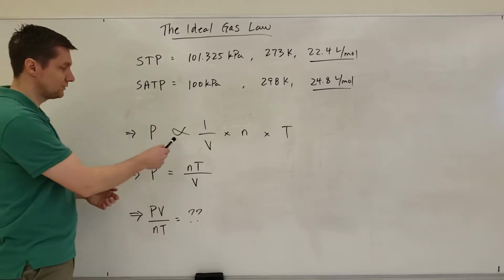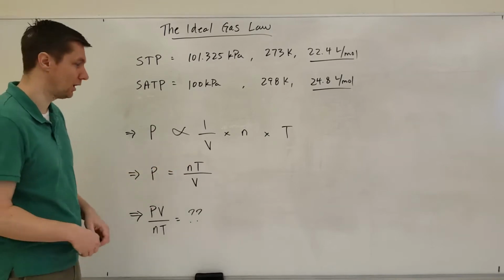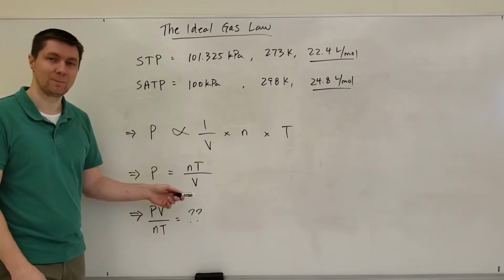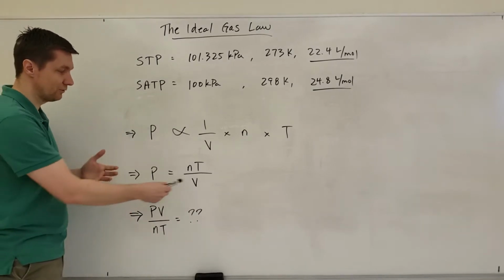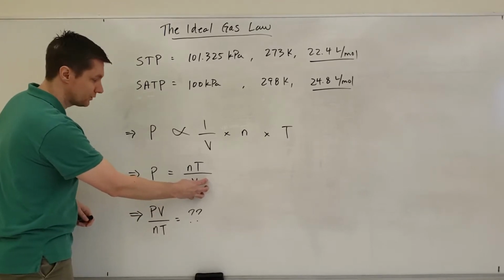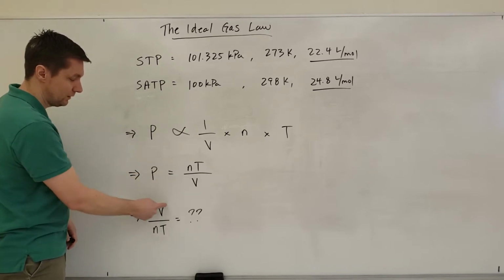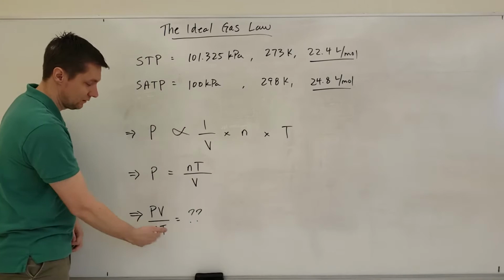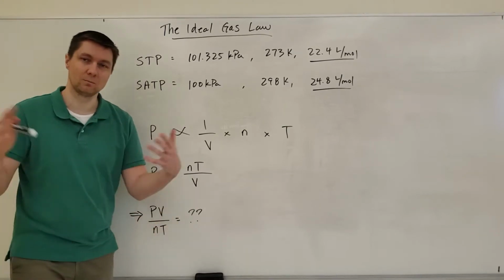Now, if I substitute an equals sign for this proportional symbol, which we can often do, we get P is equal to NT divided by V. And if I rearrange that algebraically so that everything is on the same side of the formula, I'm dividing by V over here, so I have to multiply by V to get it over to this side. And so I get PV, and then this is multiplying by N and T, so I divide to get it on the bottom over here. PV divided by NT is equal to some number.